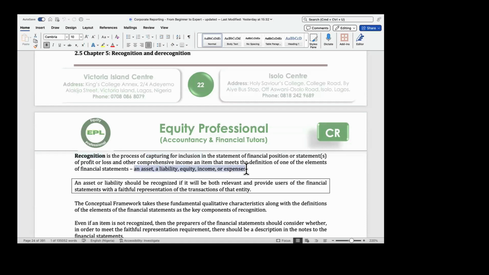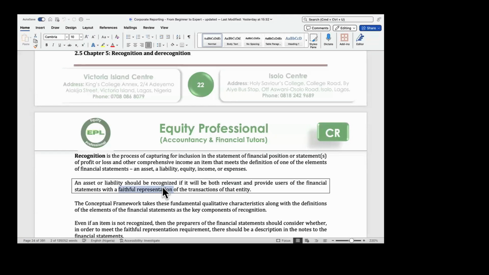So any transaction, any item that meets the definition of any of these elements, go ahead and include it in your financials. That's accrual basis, and that is recognition. When they meet the definition, recognize them, include them. That's recognition. Okay, so the criteria for recognizing elements into the financial statement is that they have met the definition. The definition I mentioned in chapter 4. Additionally, an asset or liability should be recognized if they are relevant and they will be faithfully represented. Relevant, faithful representation.